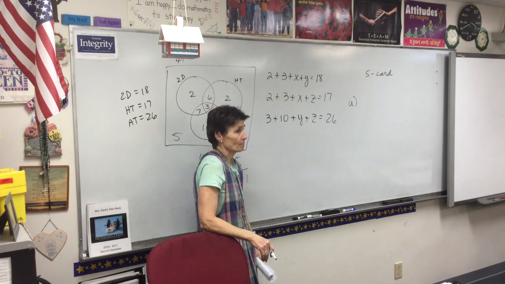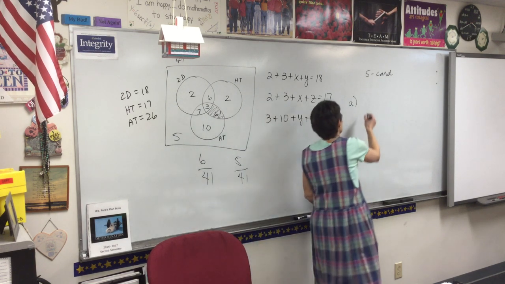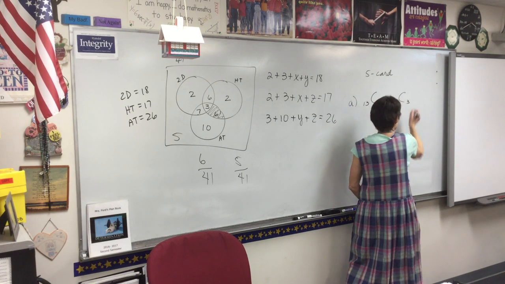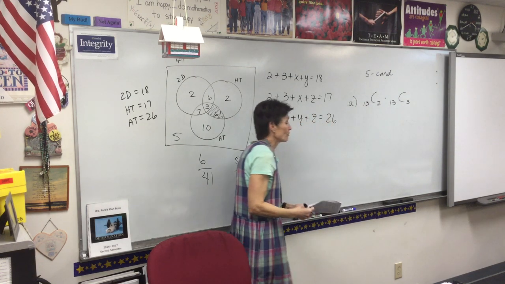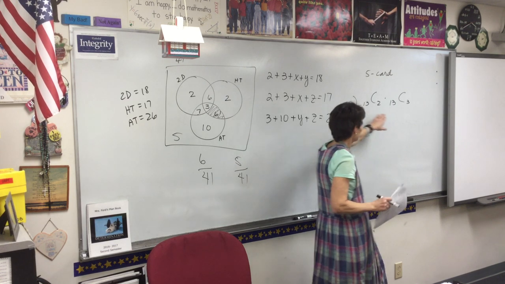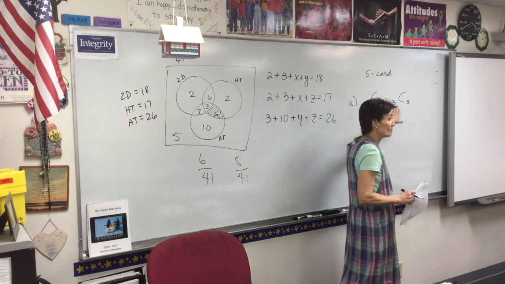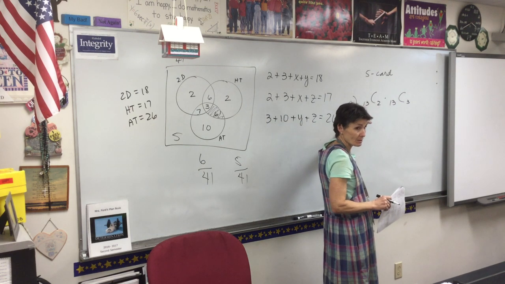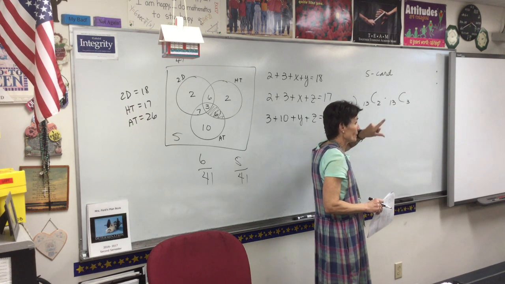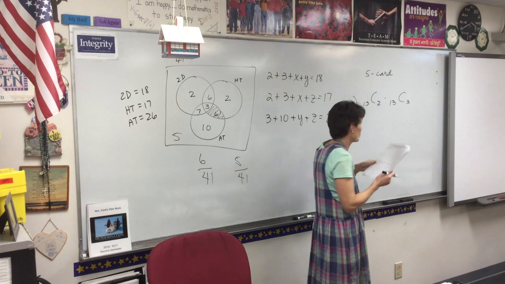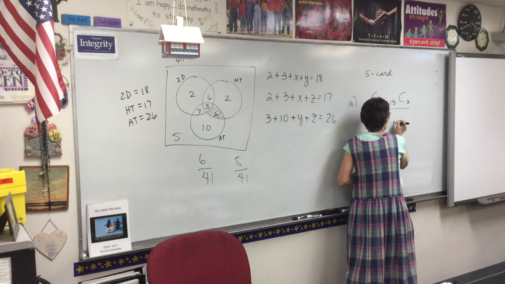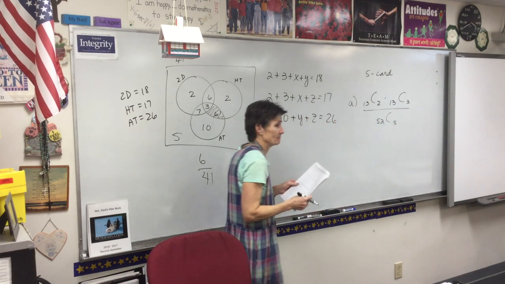What's that look like? 13C2 times 13C3. Now, where did the 13 come from right here? There's 13 hearts, and there's 13 clubs, right? I'm picking two of the hearts and three of the clubs. Now be careful, you're not done yet, because this is a probability question. So we have to divide it by 52C5. There are 52 cards.